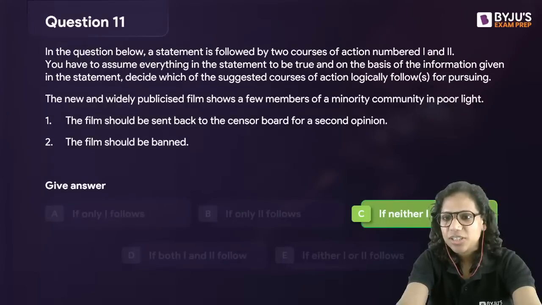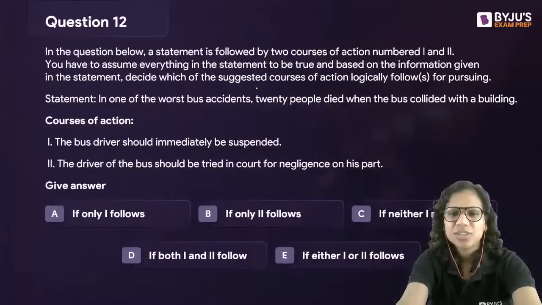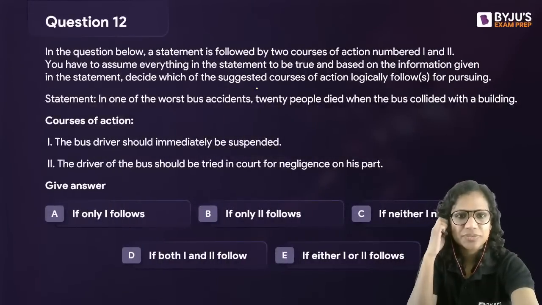Whenever there is a statement and no type of conclusion, we recheck and look at the other possibilities. Pavan, give me two statements and I'll tell you.